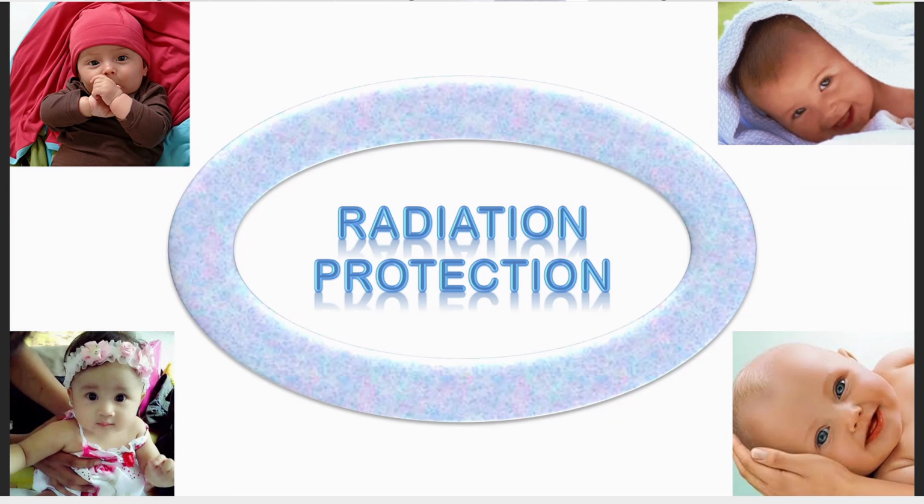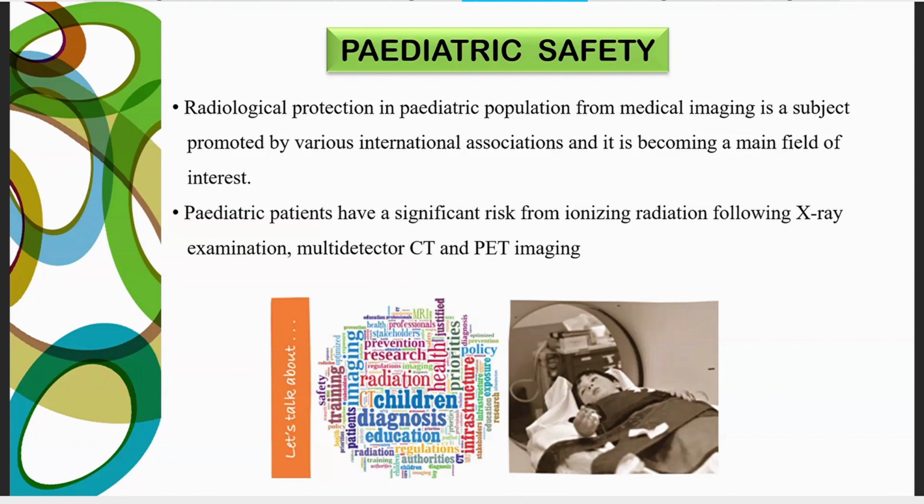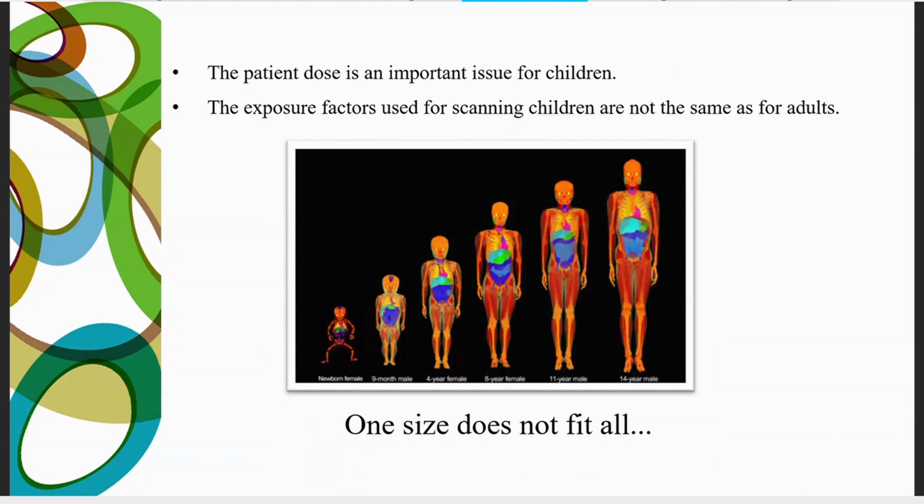Moving on to the radiation protection given for the pediatric patient in the radiology department. Pediatric safety in the radiological department is a subject promoted by various international associations, and it is becoming a main field of interest nowadays in pediatric imaging. Pediatric patients have a significant risk from ionizing radiation following X-ray examination, multi-detector CT examination, and PET-CT imaging, etc. So the patient dose is a very important issue for children exposed to ionizing radiation.